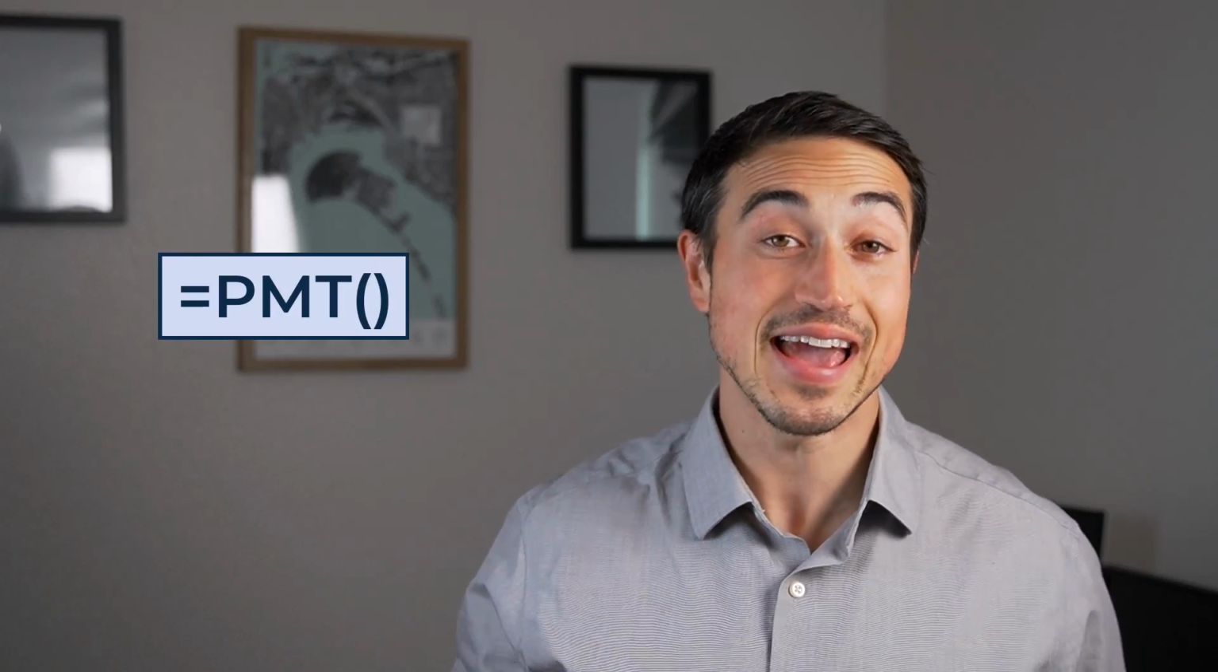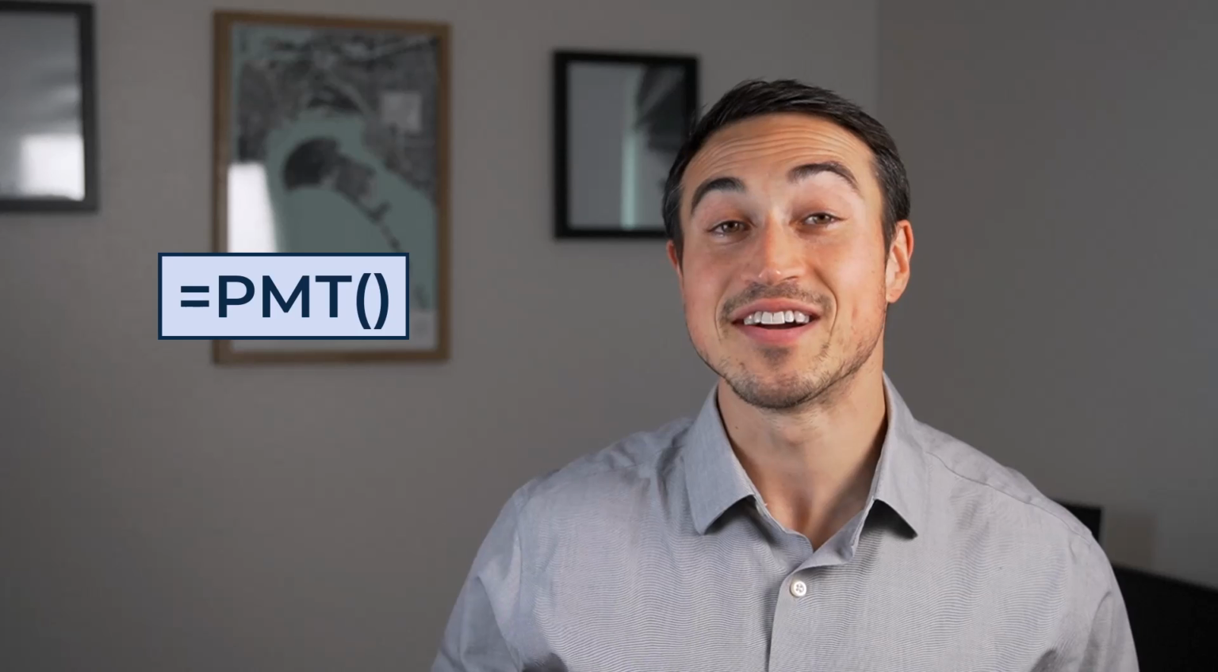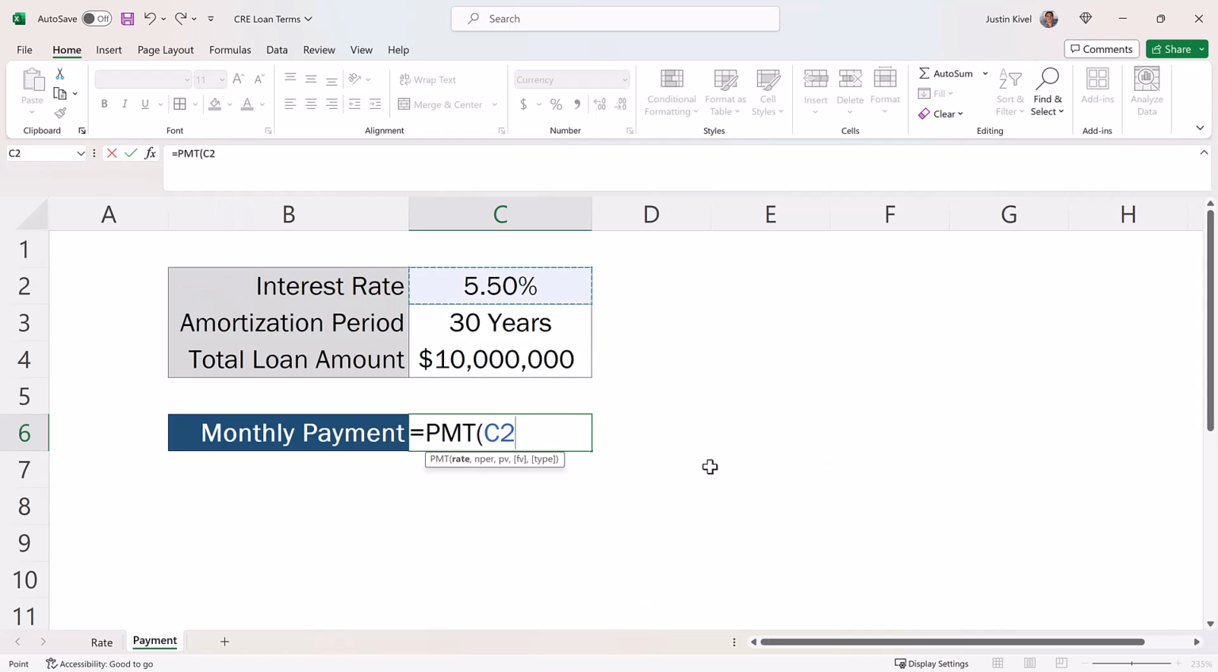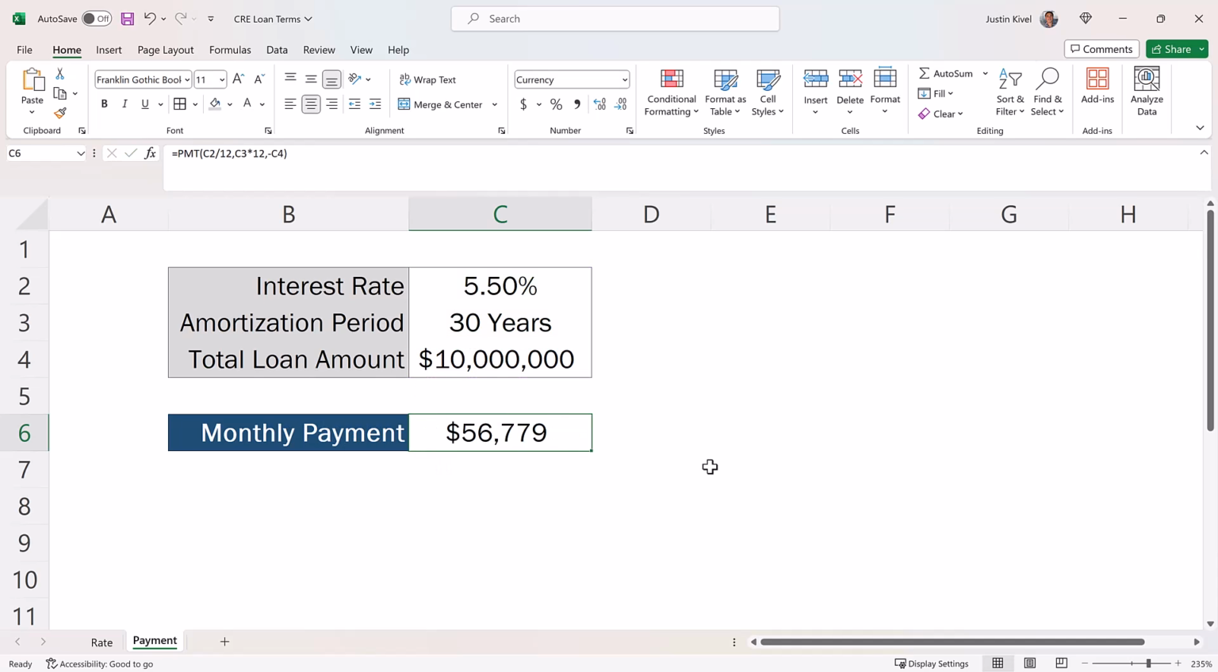Now, fortunately, you do not need to memorize this, and there's a much easier way to calculate this by using Excel's built-in PMT function, which just requires an interest rate, an amortization period, and a total loan amount. And for real estate financial modeling, this is really all you need.